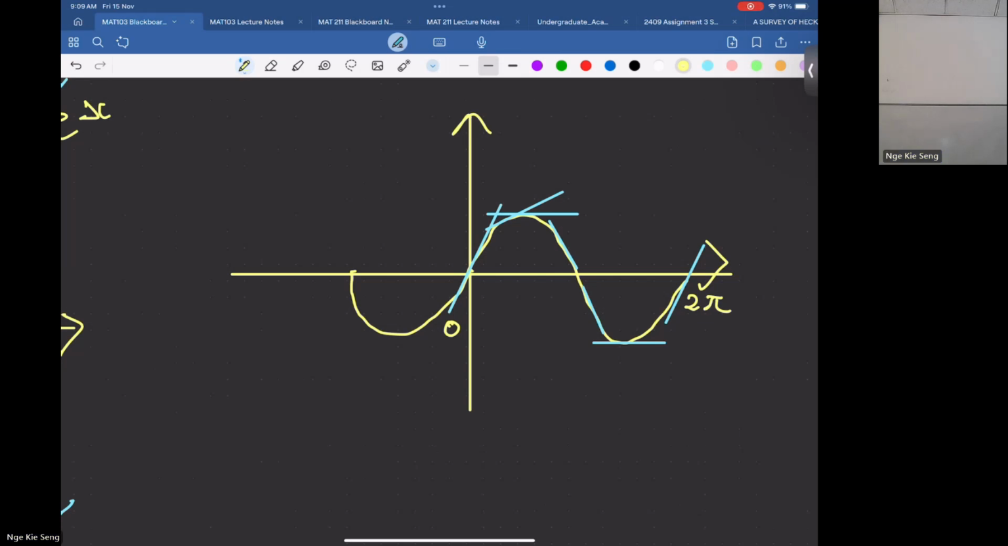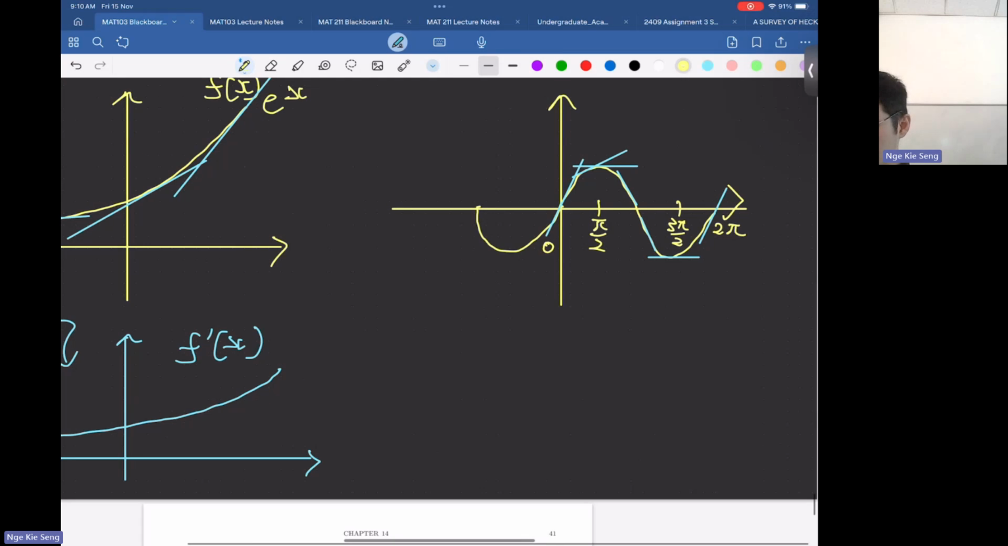And what else? You notice that the gradient at 0 is non-zero, right? And then it decreases until it reaches 0 at where? Pi over 2. Good. Here is pi over 2, and here is 3 pi over 2.